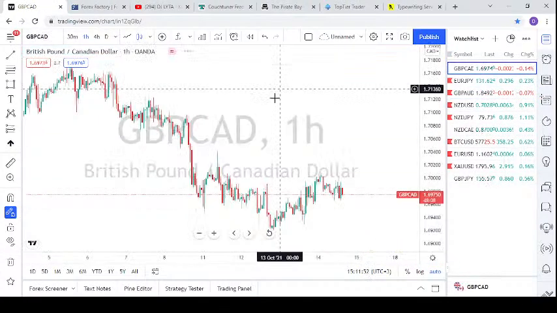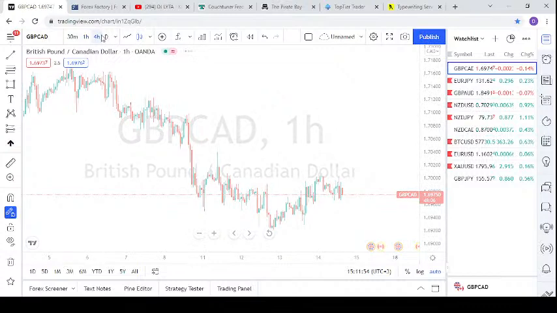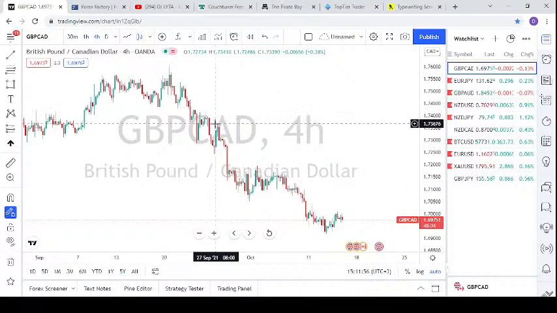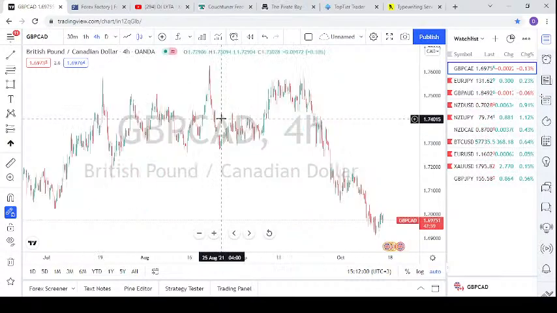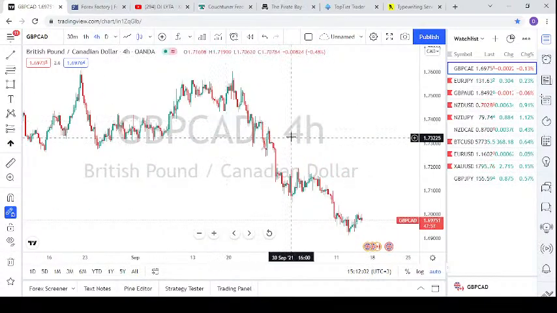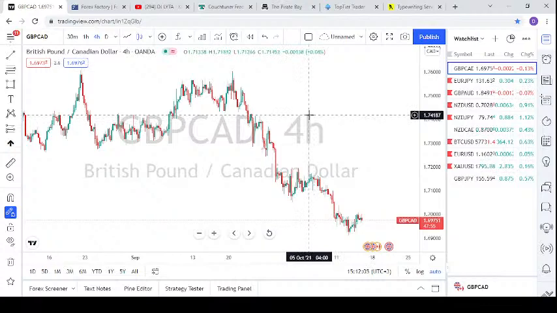On GBP CAD, I got rid of my previous analysis. Now we're seeing different kind of biases on GBP CAD, since it is in a bearish market and price has proven itself to be continuing towards the downside. So now we can do a brand new analysis on it and see where it takes us.